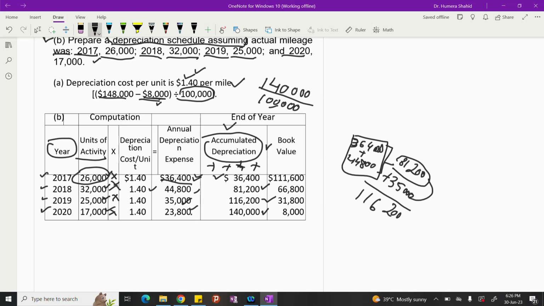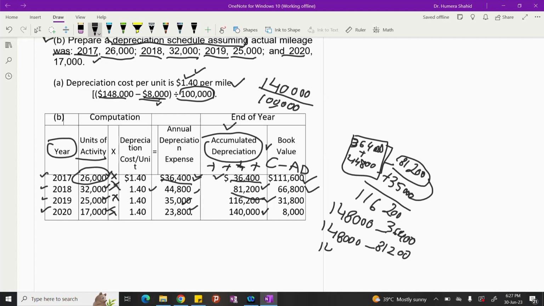Book value. What is the formula of book value? Cost minus accumulated depreciation, right? Cost was how much? 148,000. Accumulated depreciation for first year is 36,400. So minus 36,400. So I get my first year book value. Second year book value, cost is still 148,000, but accumulated depreciation is now 81,200. So my book value becomes 66,800.